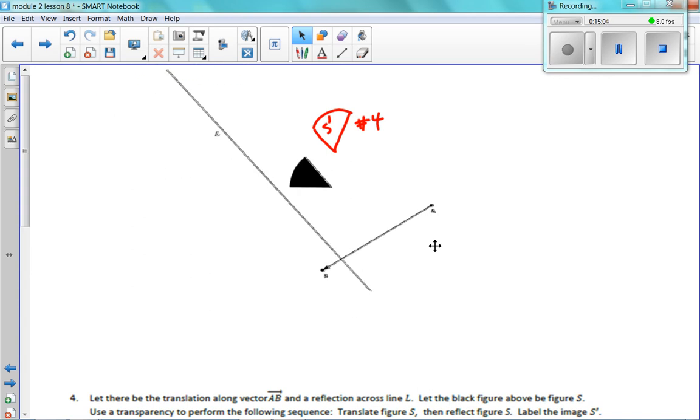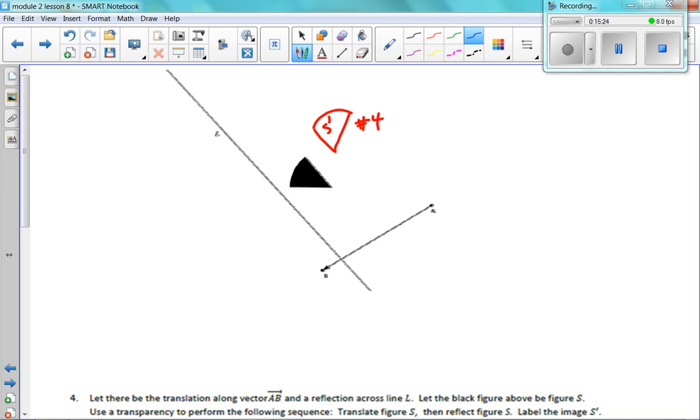Now what you're going to do is reflect it. So you're going to flip over your transparency across line L. I can't do that because it doesn't flip in the direction of line L. It only flips left or right or up or down. But your transparency, you should flip it over line L and then translate along AB.